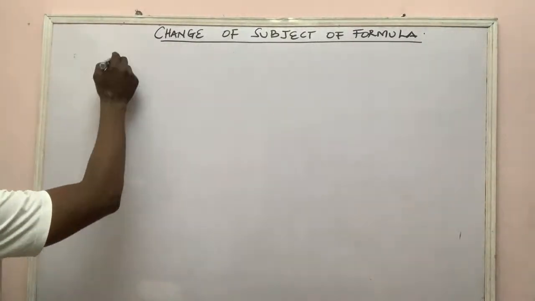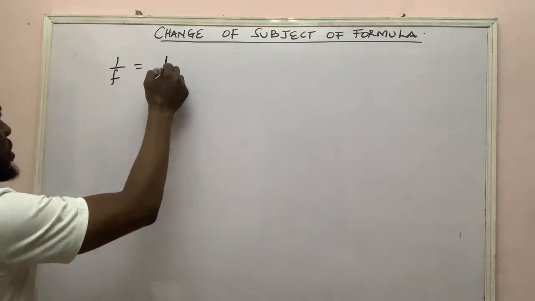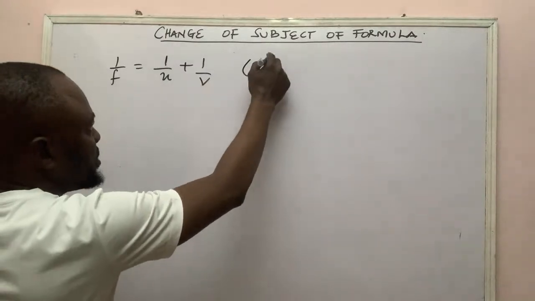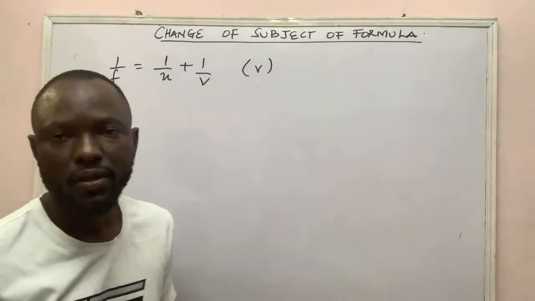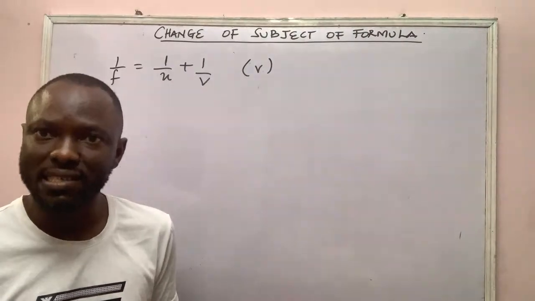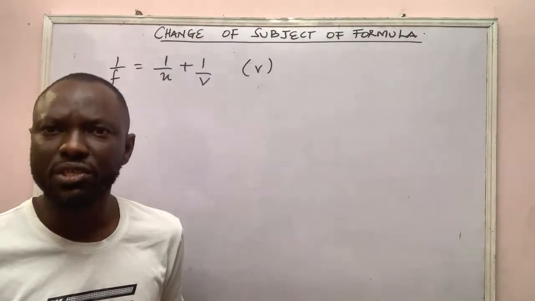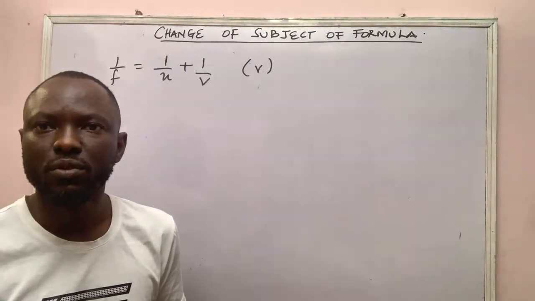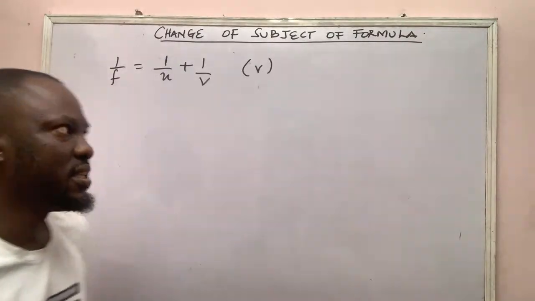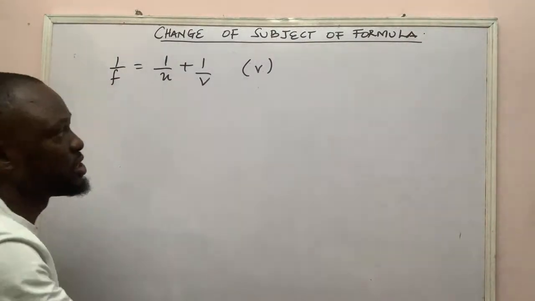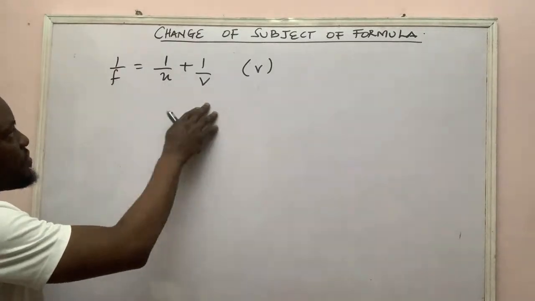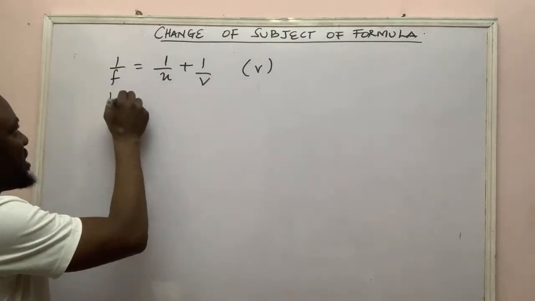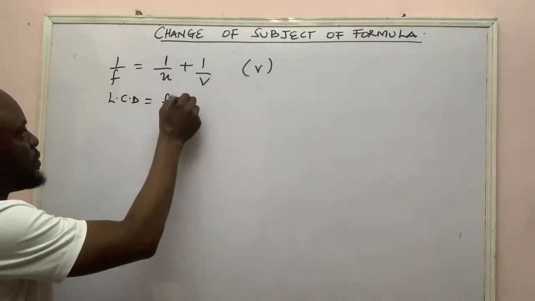Let's say we have 1 over F equals 1 over U plus 1 over V. We want to make V the subject of the formula. Now, if we go by what I said, whenever you have an expression in fractional form, we make use of the LCD. To find the lowest common denominator, the denominators are F, U, and V. So our LCD will be FUV.